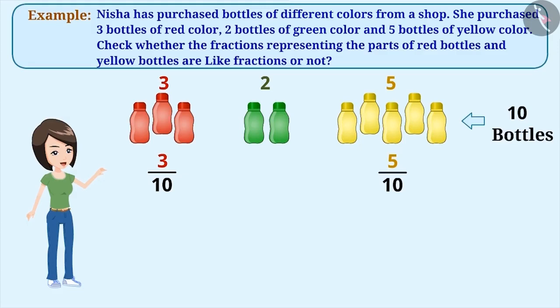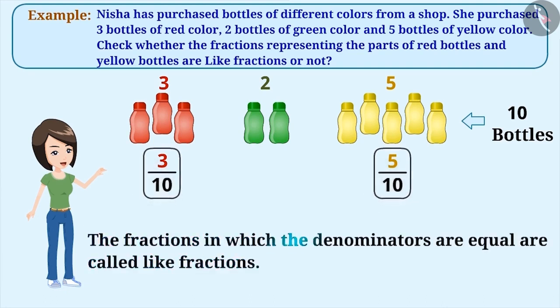Here, you can see that the denominators in both fractions, 3 by 10 and 5 by 10, are equal, that is, 10. The fractions in which the denominators are equal are called like fractions. Therefore, 3 by 10 and 5 by 10 are like fractions.